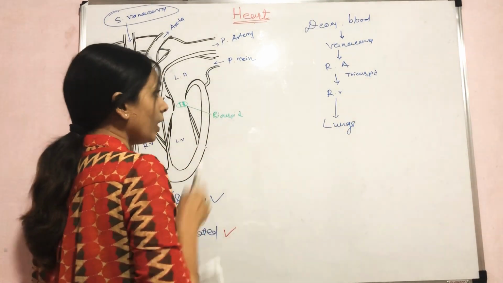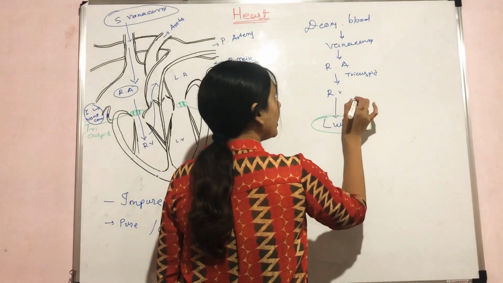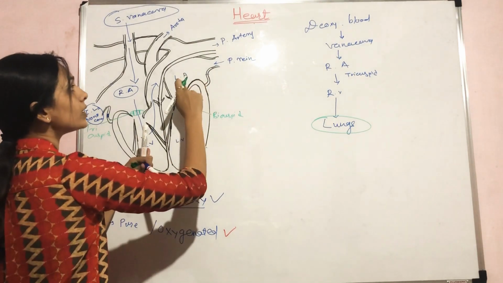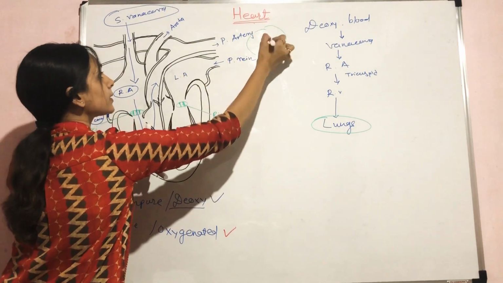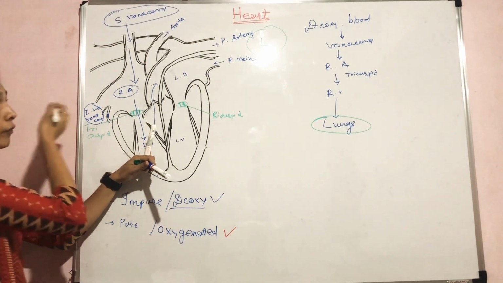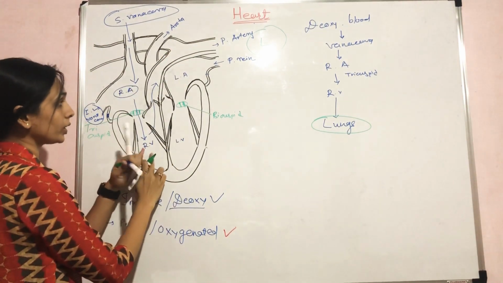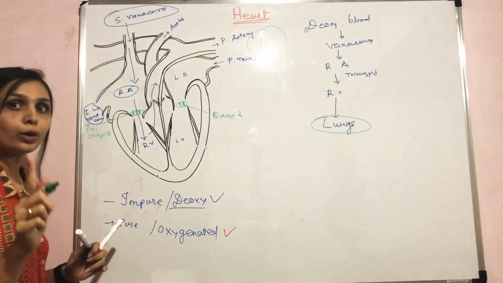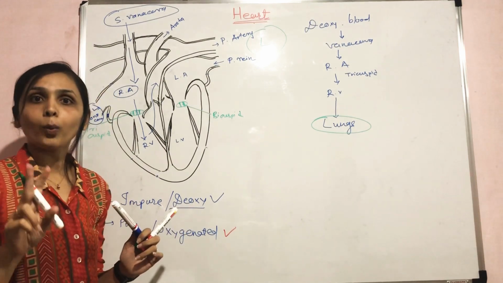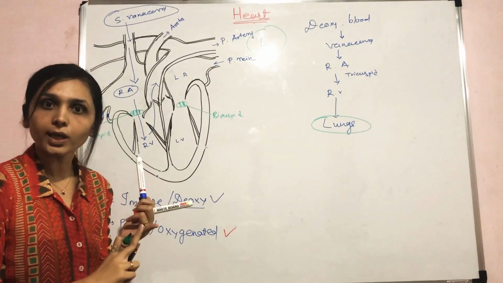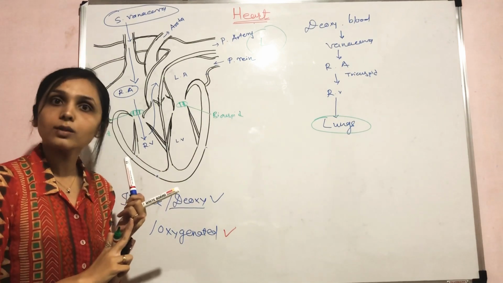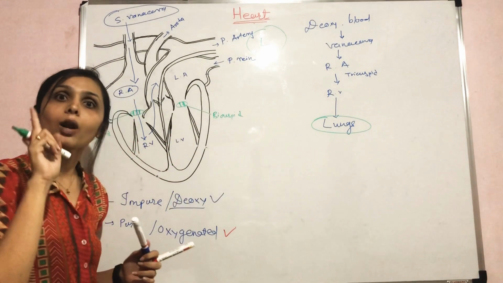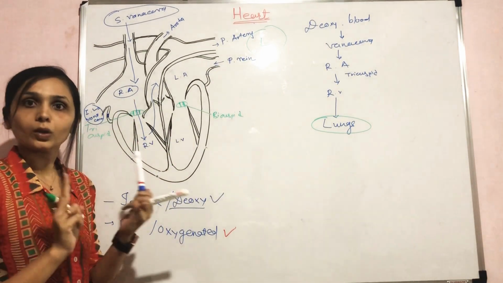Then from this right ventricle it goes to the lungs. Now remember this: right ventricle to lungs. Suppose this here is a lung. Where will it go? Through this tube, known as the pulmonary artery. I told you in an earlier session that an artery always carries oxygenated blood and a vein always carries deoxygenated blood. The pulmonary artery and pulmonary vein are the only exceptions.